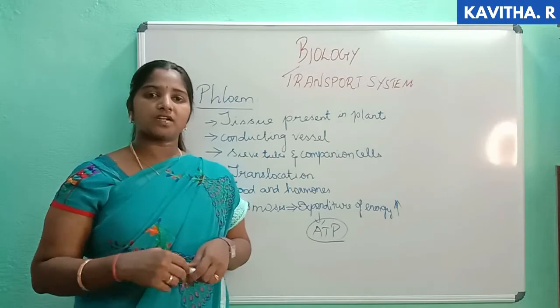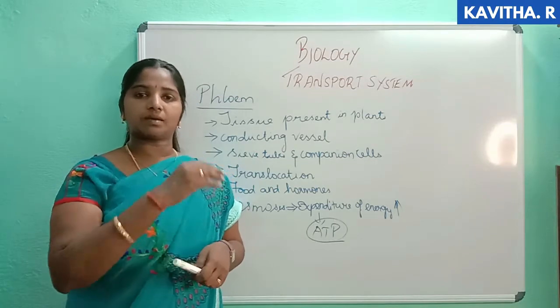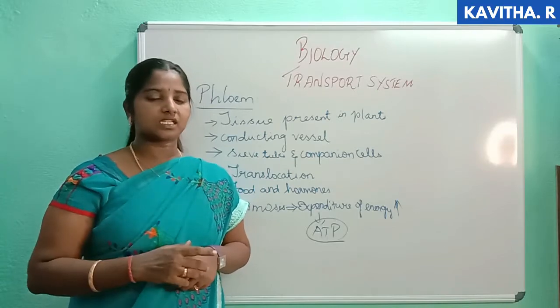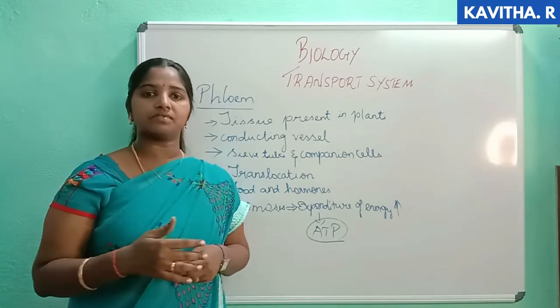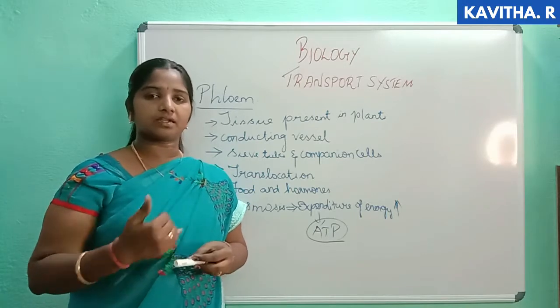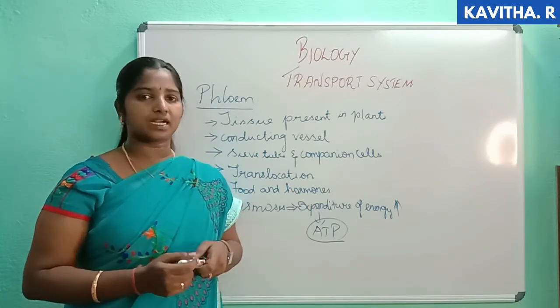So transportation in plants is the main thing. It is about xylem and phloem. Xylem and phloem are the conducting vessels in plants, like how we have nerves in our body. So the nerves, comparatively, in plants are called xylem and phloem.